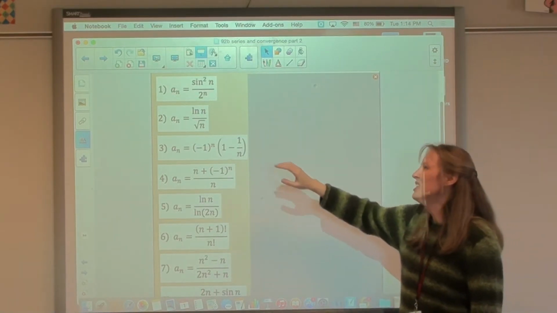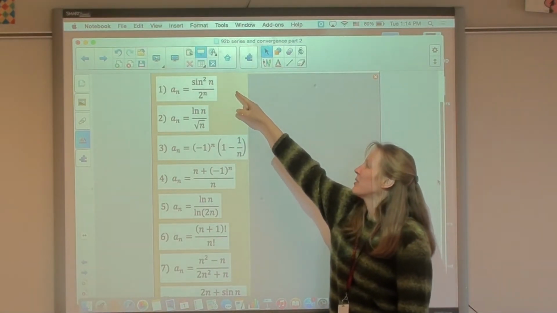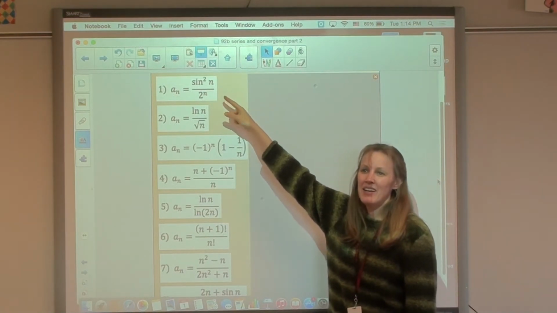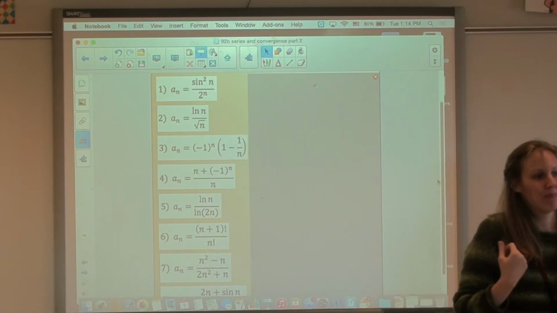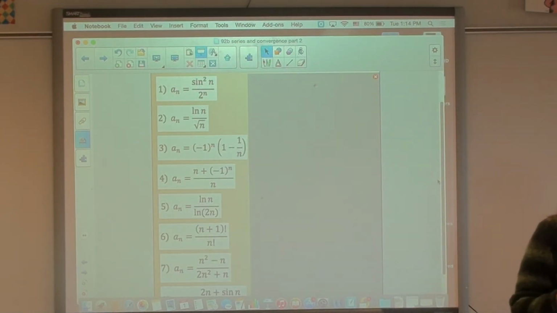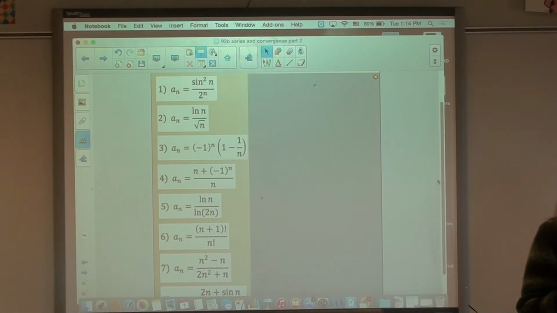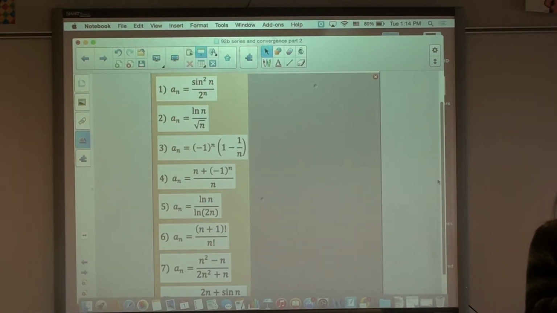All right then. So for the first one, sine squared n over 2 to the n. What method, Siddharth, what method did you use for number 1? I didn't really use a method, but I realized that the sine of anything isn't going to be some drastically large number. What's it always going to be between? Oh, 1 and negative 1. There you go. Perfect, with teamwork.